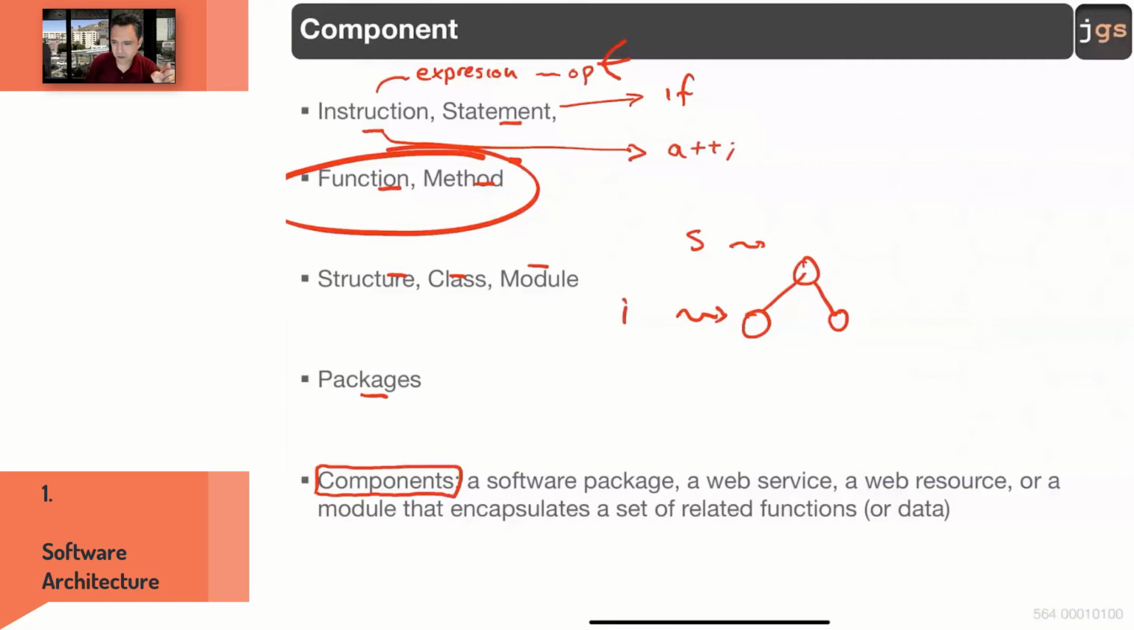Then we move to classes. Classes have methods inside. What is the difference between a struct and a class? Model. Yeah, that is correct. That is the definition.